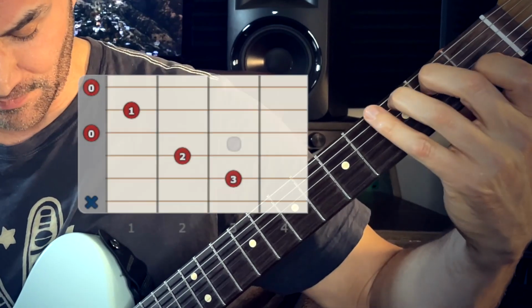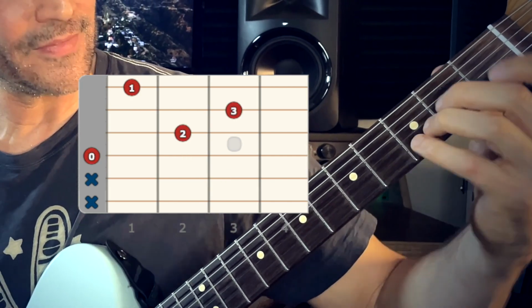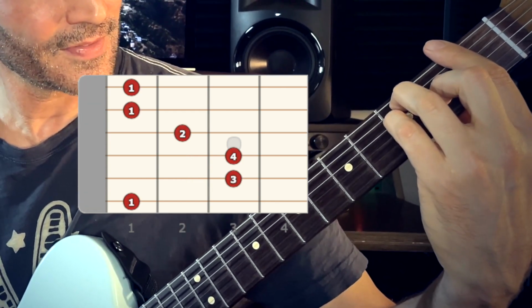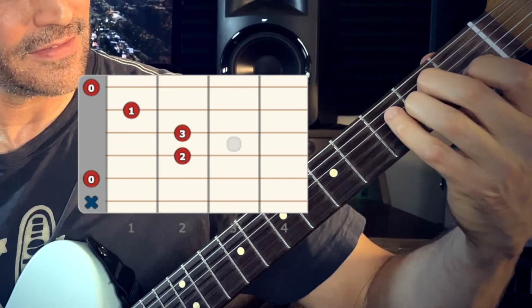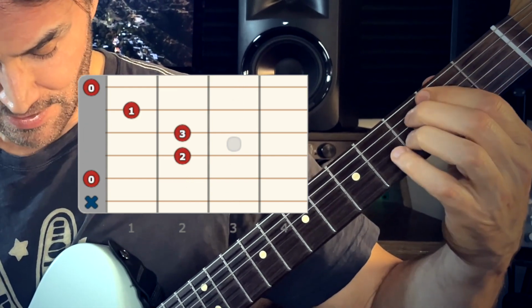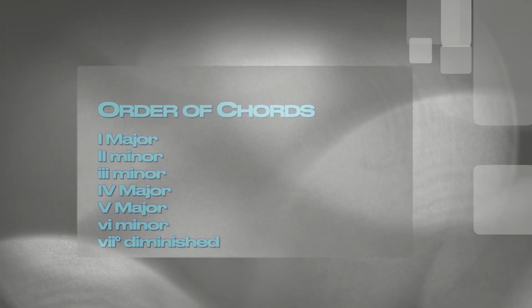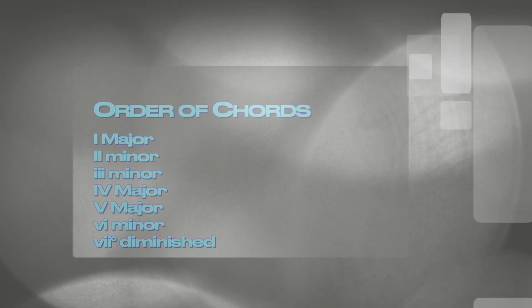So let's look at the chords in C. So we have C, then we have a D minor, then we have an E minor, we have an F, we have a G, an A minor, and then a B diminished, and then back to C. So you notice there's a pattern here. It goes major, minor, minor, major, major, minor, diminished.